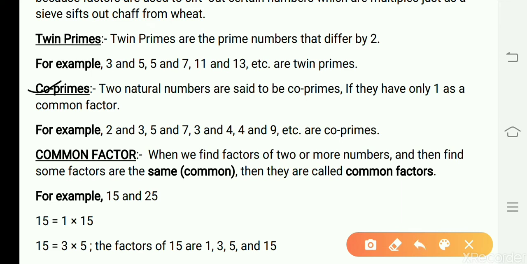Next is coprimes. Two natural numbers are said to be coprimes if they have only one as a common factor. For example, 2 and 3, 5 and 7, 3 and 4, 4 and 9, etc. are coprimes, because when we factorize 2 and 3, the common factor is 1. So these types of numbers are called coprimes.